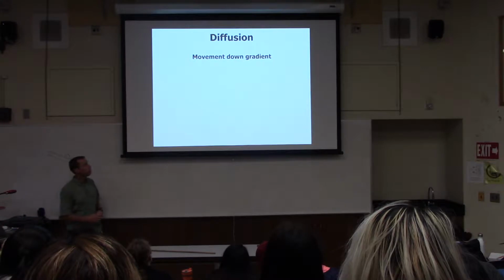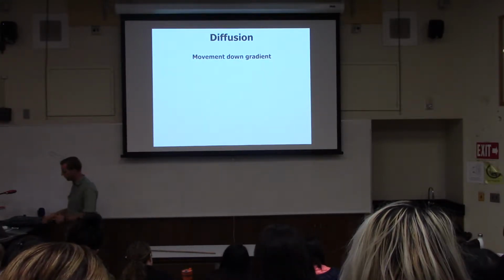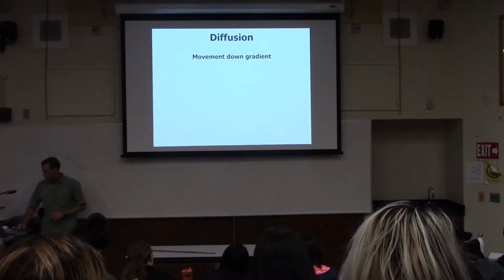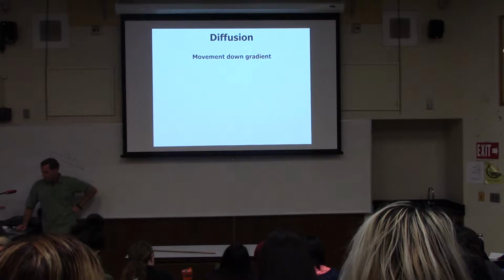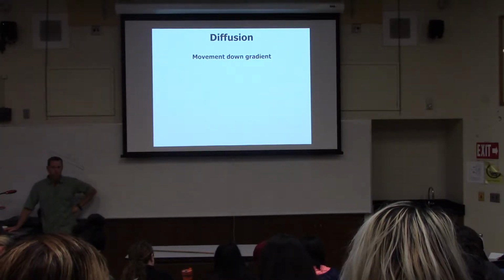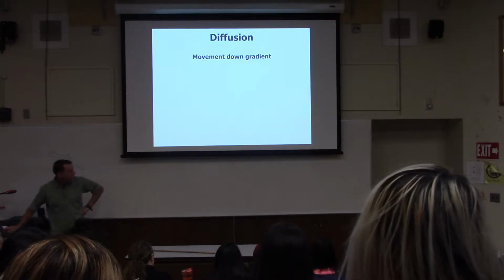All right, so diffusion is when chemicals move down their gradient. For instance, high concentration to low concentration. Okay. And here's a little example.